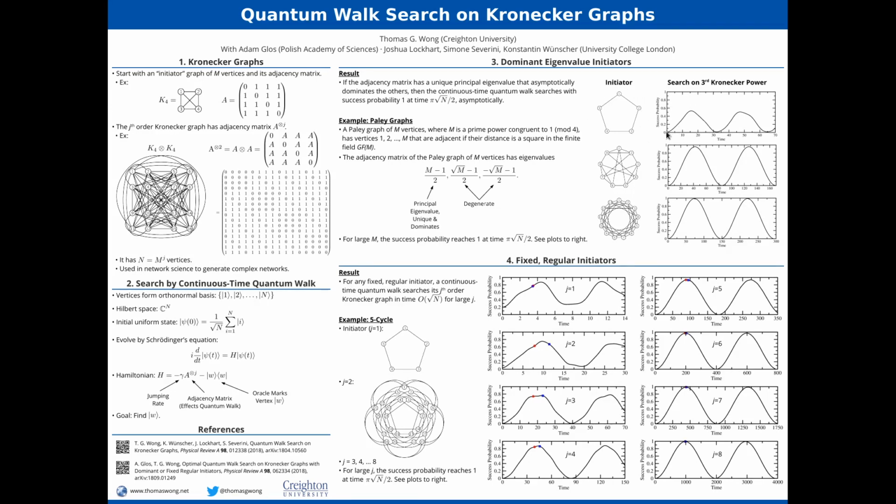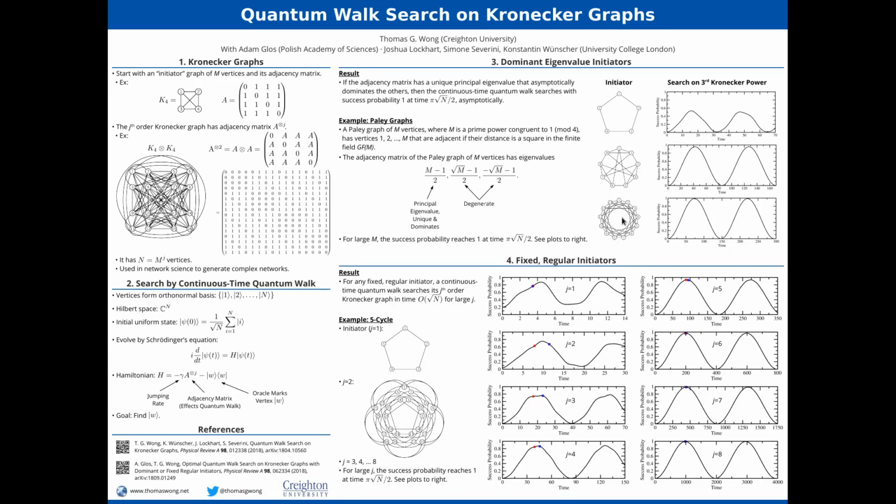So the success probability starts pretty low, and then it gets bigger and bigger, and then you would want to measure the position of the particle here, and with probability of half you find that it's at the marked vertex that we're looking for. As we go up in size of the initiator, if we search on the third order Kronecker power of this, we see that the success probability is much higher now. It's close to 1 instead of about a half here.